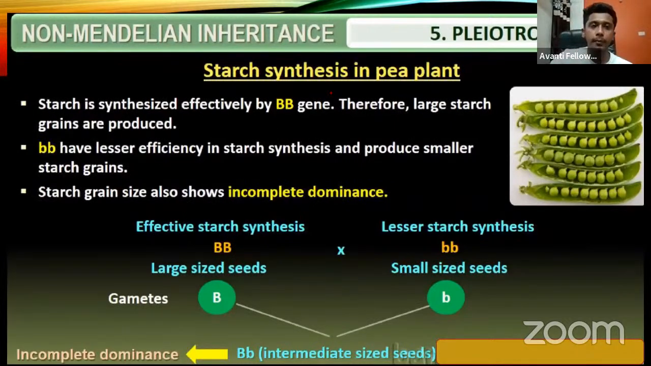Fine. So you can see here, that is the starch synthesis in pea plant. The capital B gene is responsible for more starch grain. Whenever there is more starch grain, that means the seeds are going to be large in size. Whenever we have a recessive character, that is small b and small b, then that will result in small sized seeds because of the low starch content. One is that the starch synthesis is affected, and the second is that the size of the seeds is also affected. So this is another example of pleiotropism, the starch synthesis in pea plant.